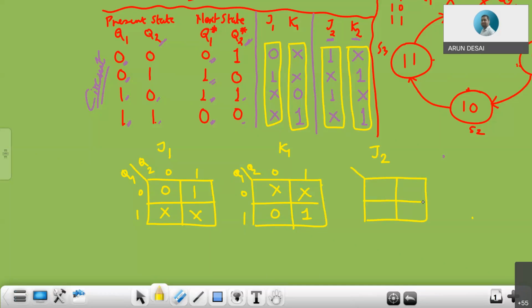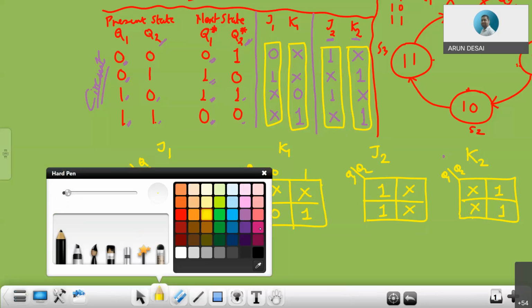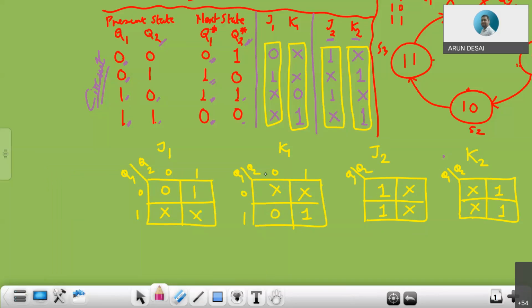Now for J2: 1 don't care 1 don't care. And for K2: don't care 1 don't care. So this is Q2 Q1, Q2 Q1, let's suppose a few values here. Now the next step is we need to reduce the expression, right? So where actually 1 lies, we need to write or find out a group there.